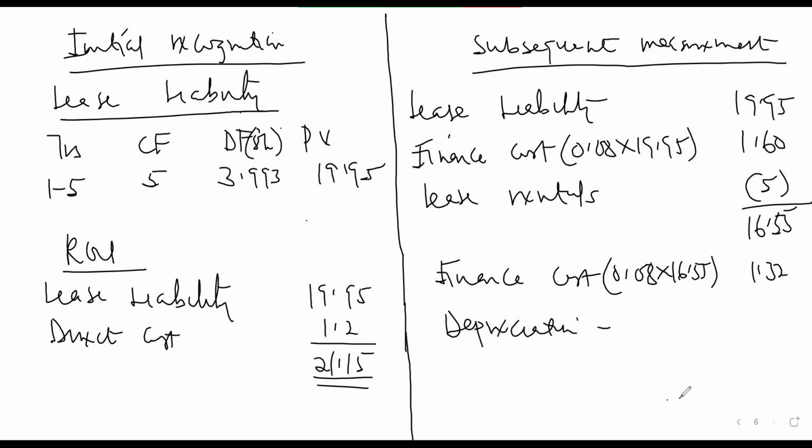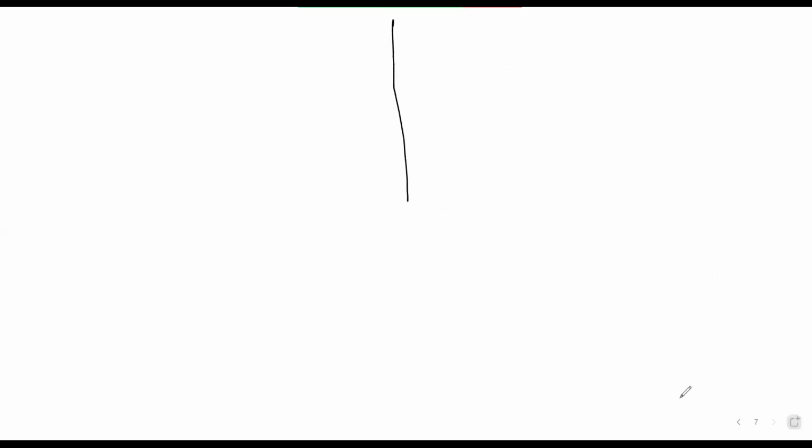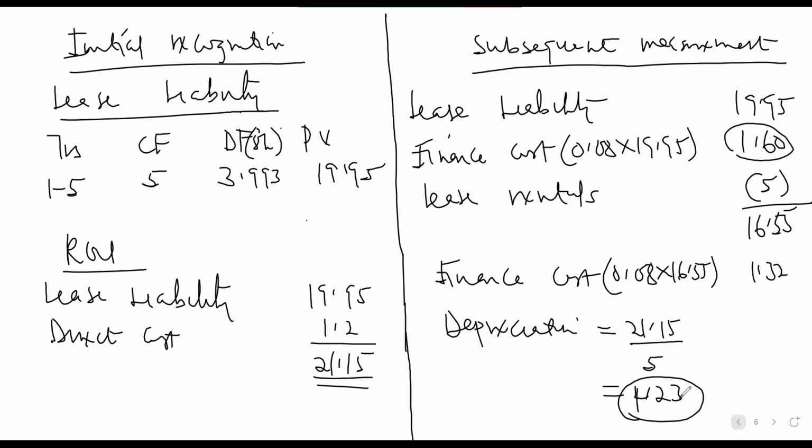The depreciation of the right of use will be 21.15 divided by 5. What are you having? 4.23. So if you go to the statement of profit or loss for this year, you have a finance cost of this and you have depreciation of 4.23. But if you go to the statement of financial position, I want to show you how you can split. It is not compulsory. You can show this as a lease liability, as non-current liability. Nobody's going to do anything.